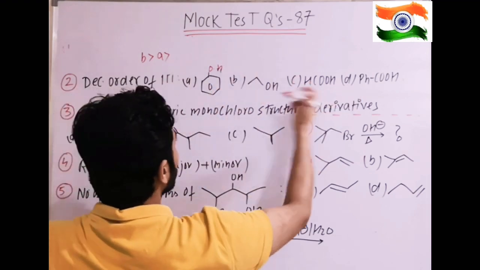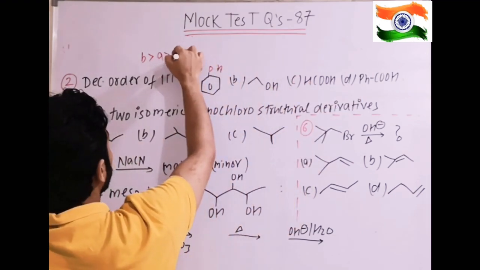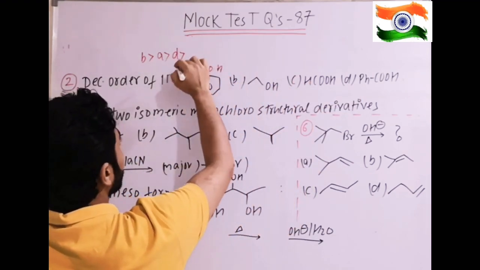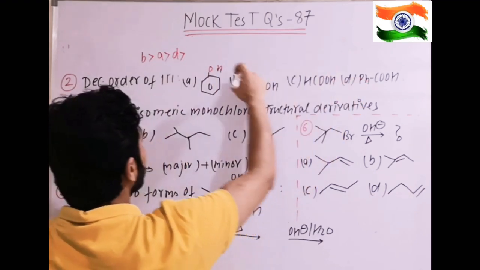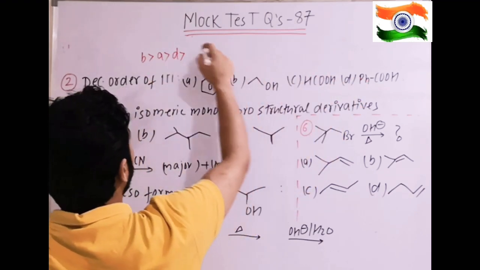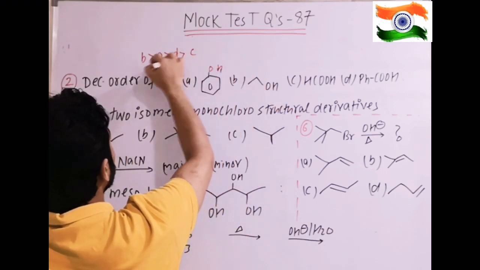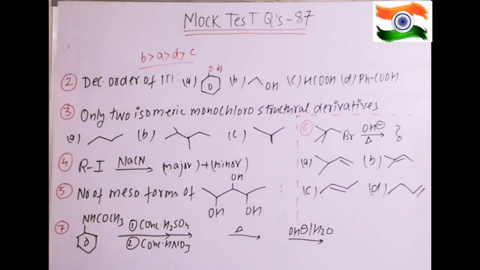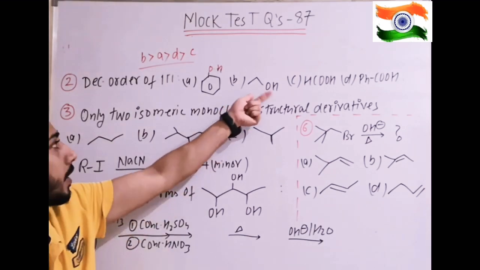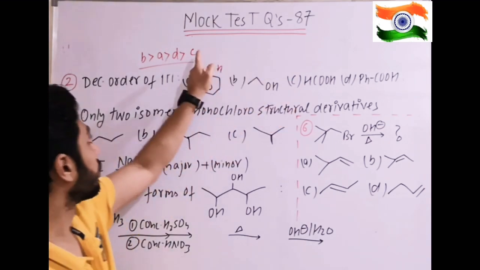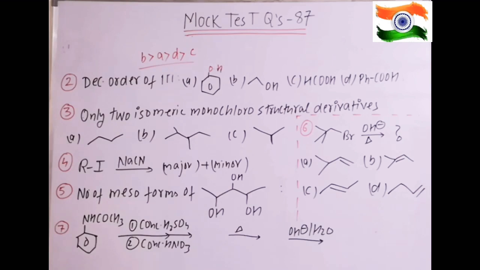Then between these two, benzoic is less acidic than formic, so that must be D, and formic is the most acidic among these four options, so C. B, alcohol, most pH, that means least acidic, and C, which is most acidic, has least pH.